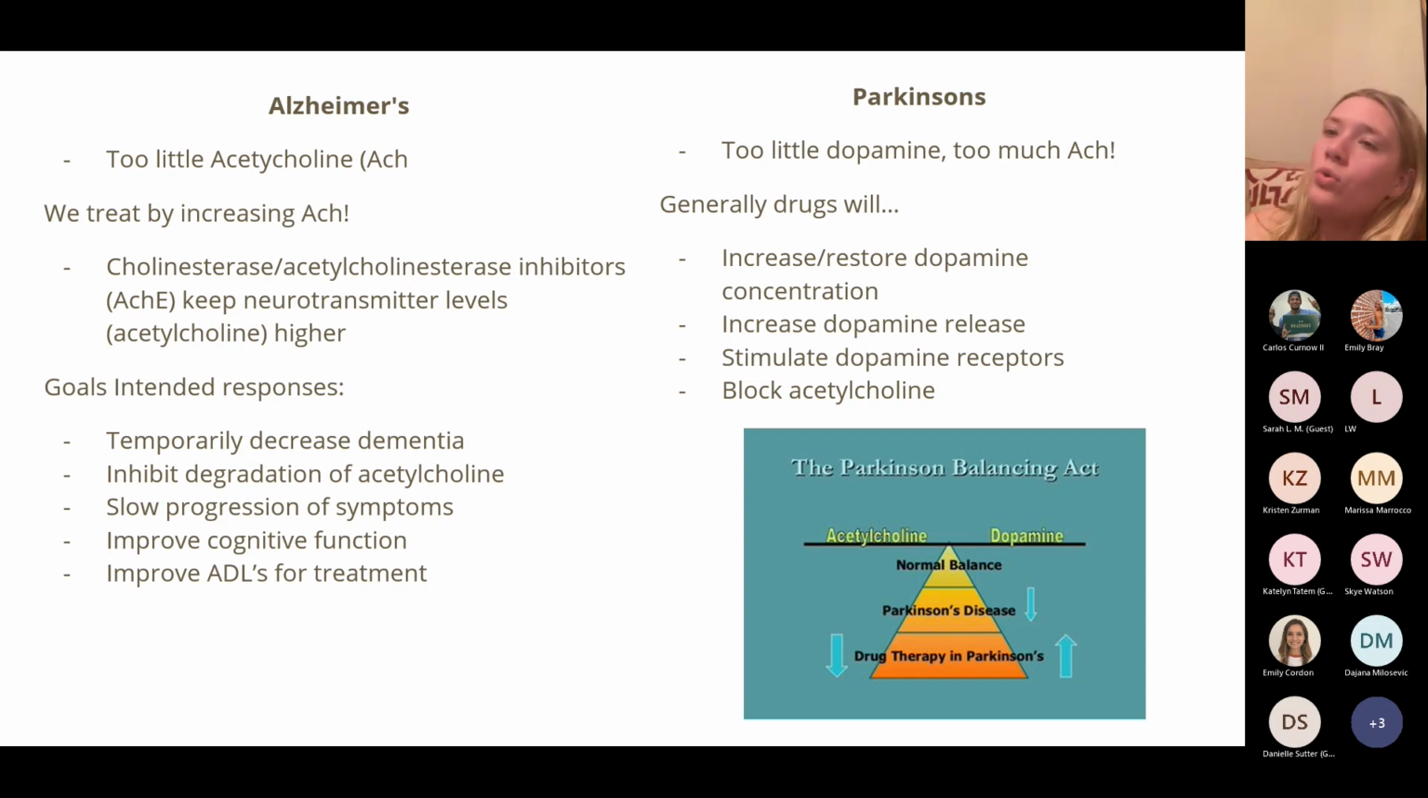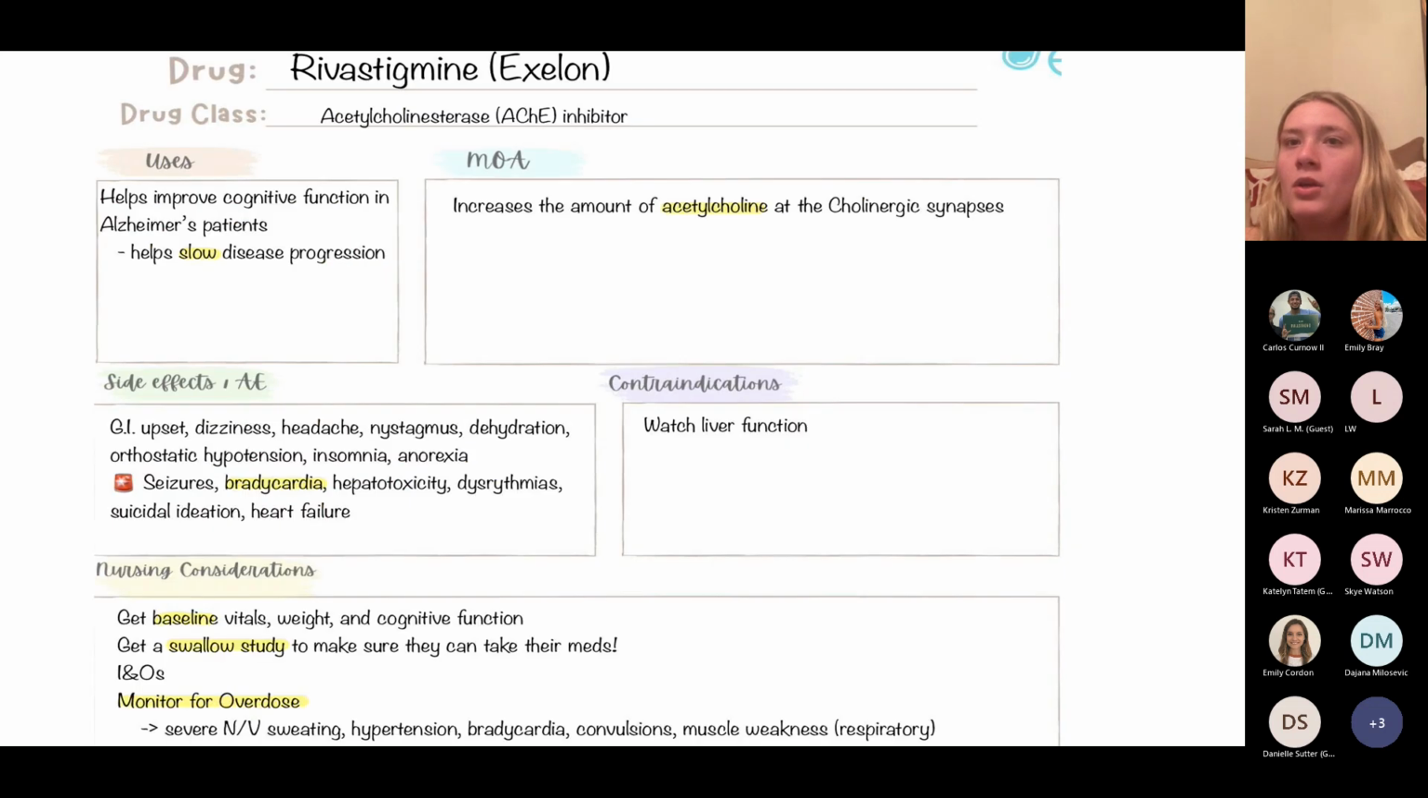Parkinson's, too little dopamine, too much acetylcholine. So the drugs we give for Parkinson's will help restore those dopamine levels and block acetylcholine again, because we want a nice balance with Parkinson's. The issue with Parkinson's, the balance is off. So, acetylcholinesterase inhibitors. What did we just say are drugs of choice for Alzheimer's? Acetylcholinesterase inhibitors, because acetylcholinesterase attacks acetylcholine. So we're going to stop the thing that attacks the acetylcholine, and that is what rivastigmine does.